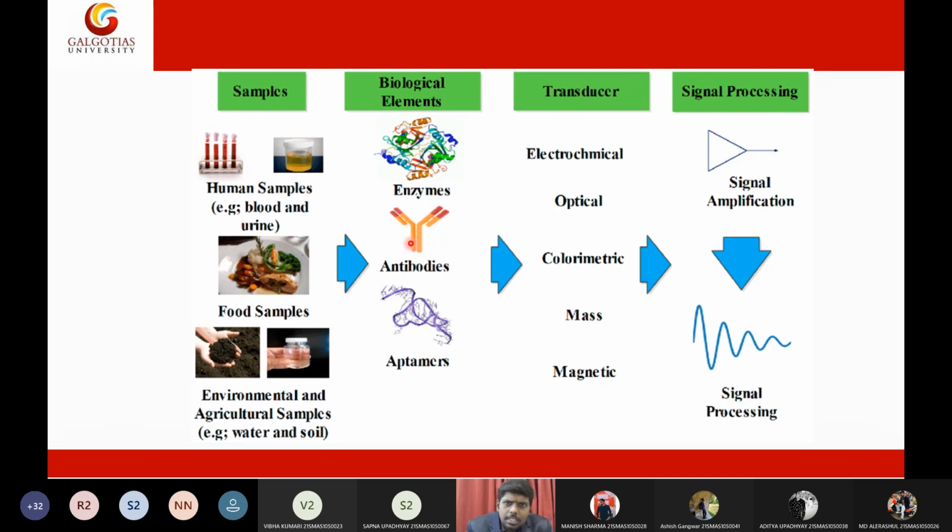So these bioelements can be detected in different ways. Enzymes will give an electrochemical signal. Upon reacting, they may give certain electricity, and that electricity can be detected by transducers, or we can use optical transducers, colorimetric transducers, mass transducers, or even magnetic transducers. Magnetic transducers are extensively used in MRI scans, magnetic resonance imaging. Upon the transducers generating the electricity, that signal will be amplified and processed.